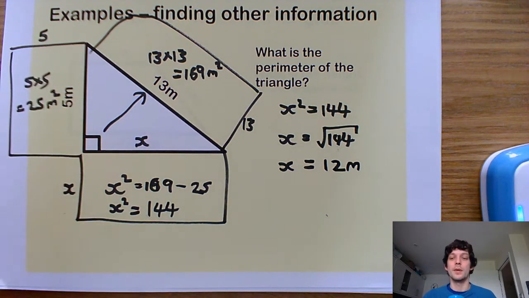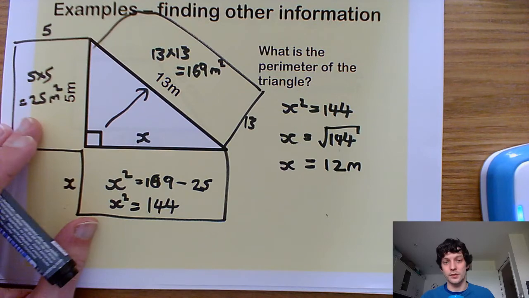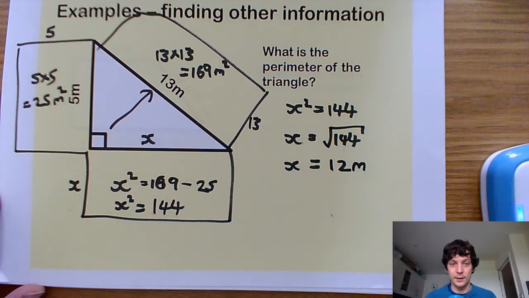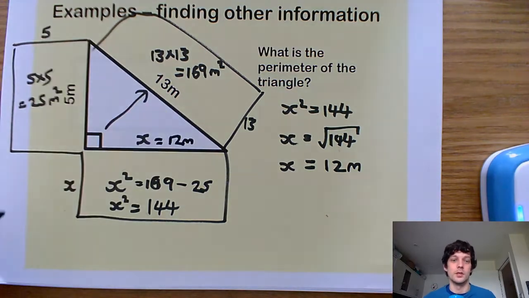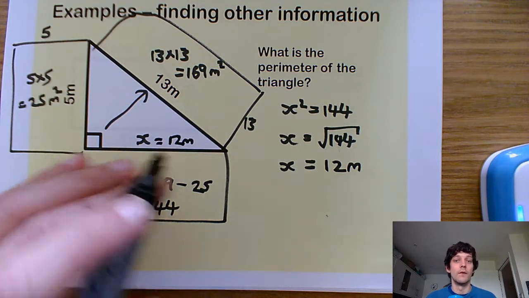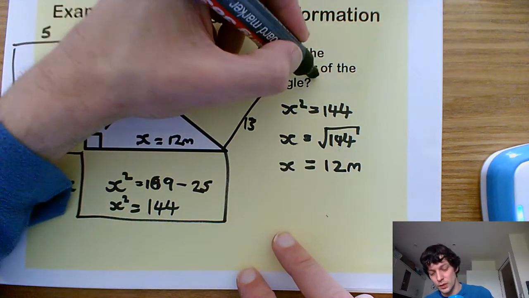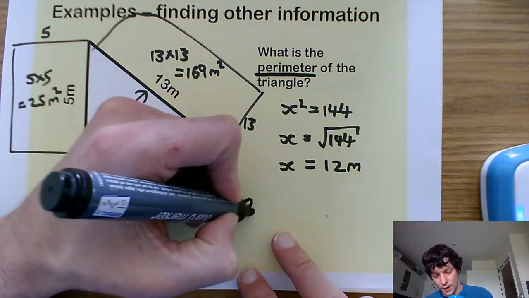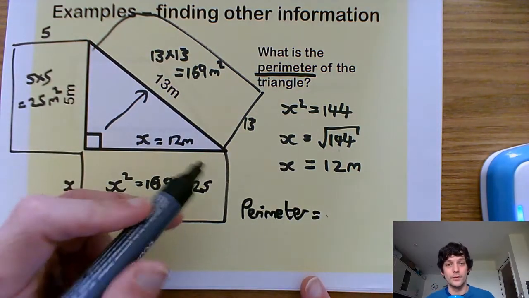The problem some people will have on this question is that they'll then just forget that that's not what the question asked them for. So I've done really well in finding out that that's 12 meters. I might want to add that onto my diagram just so it's clear on there for what I'm doing next. Then I'm going to go back and check my question. It says, what is the perimeter of the triangle? How do I find the perimeter of a shape? I add up the lengths around the outside.